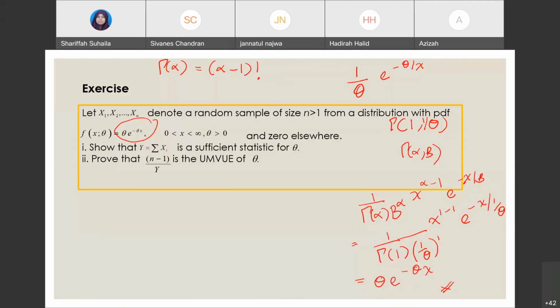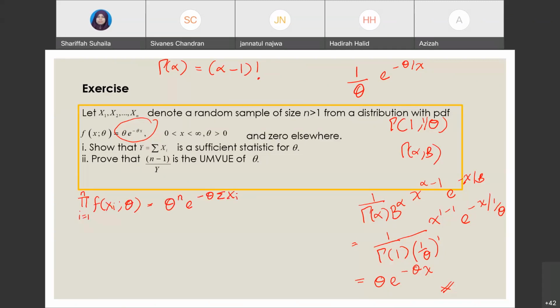Now we want to show that the summation Xi is a sufficient statistic for theta. So again, to prove that Y equal to summation Xi is a sufficient statistic for theta, it is the same procedure. We use the factorization theorem. What you need is to set up your joint PDF. So we have the product from i equals 1 up to n of f(xi; theta), and that is theta to the power n exponential negative theta summation xi.